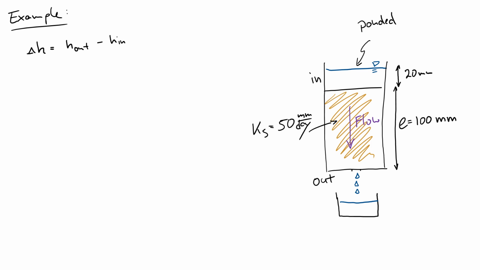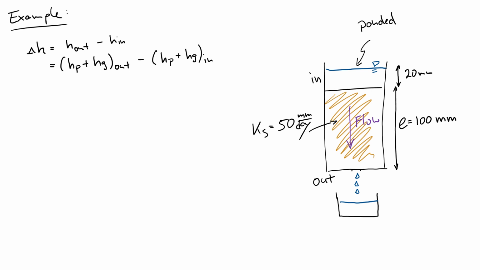But now in our vertical example, we also have gravity acting on the water and contributing to the flow of water. So our delta H here now becomes the sum of the pressure potential plus the gravitational potential acting at the outlet, minus the pressure potential plus the gravitational potential acting at the inlet. So what is the pressure potential?